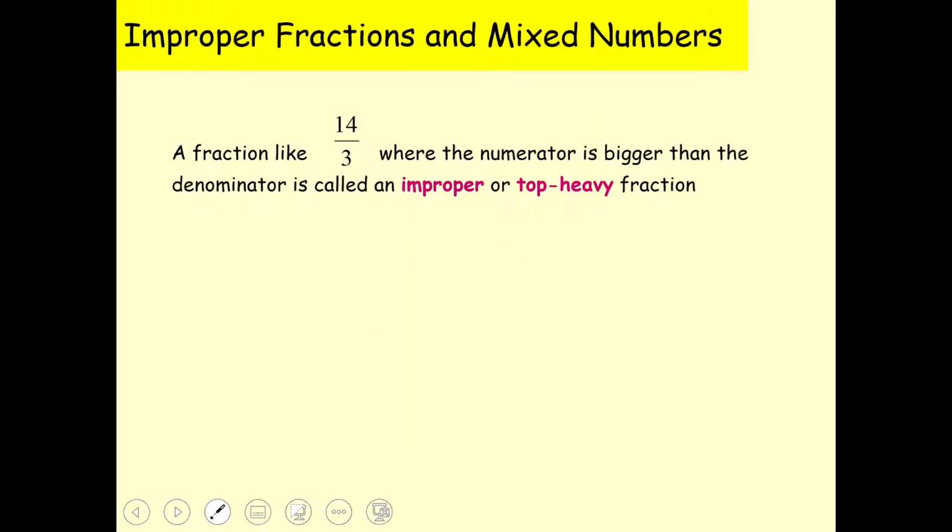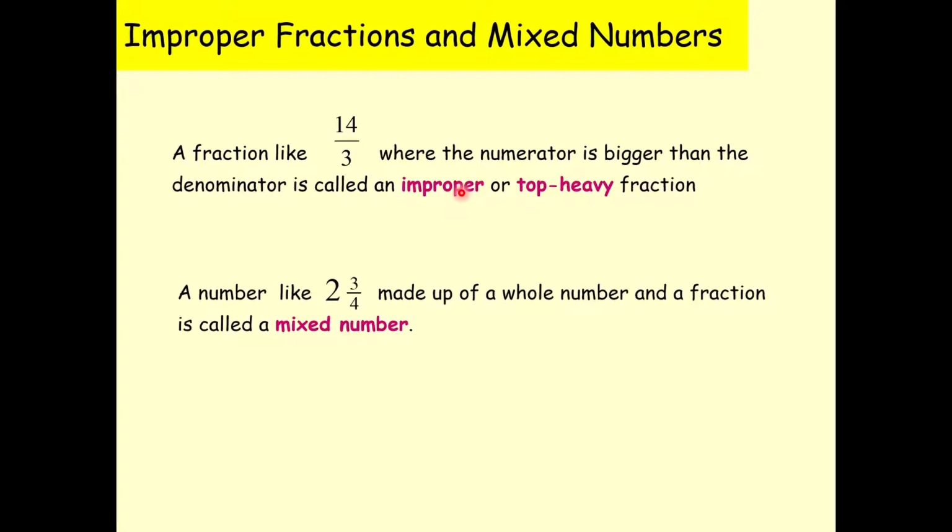Okay, so moving on to improper fractions and mixed numbers. So if a fraction like 14/3, where the numerator is bigger than the denominator, that is called an improper or top-heavy fraction.